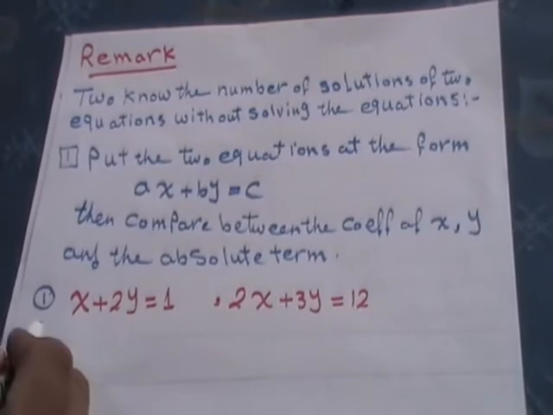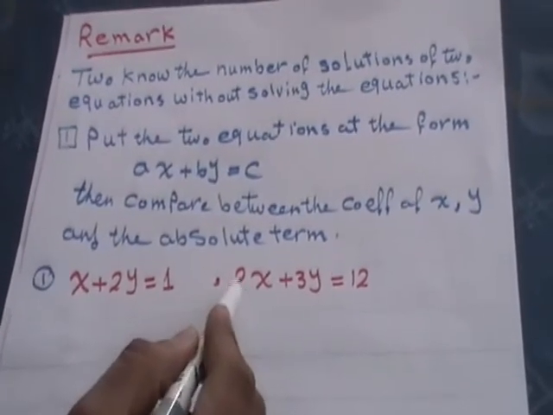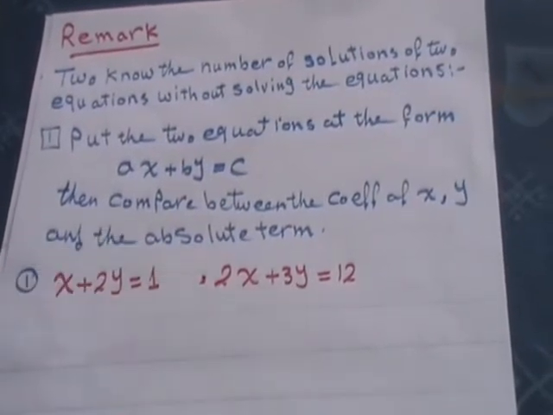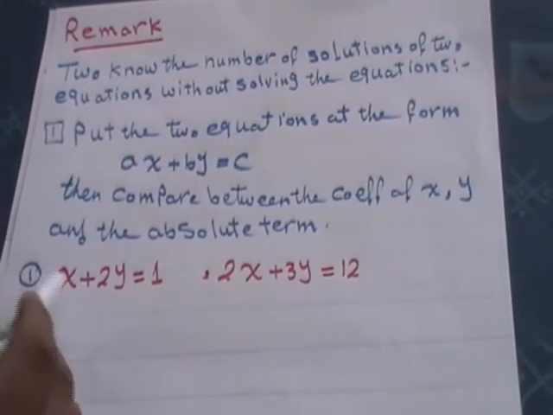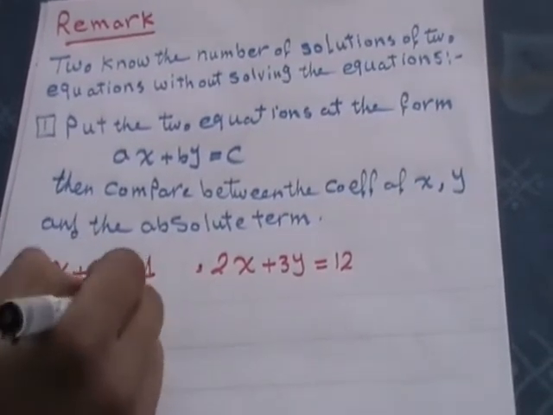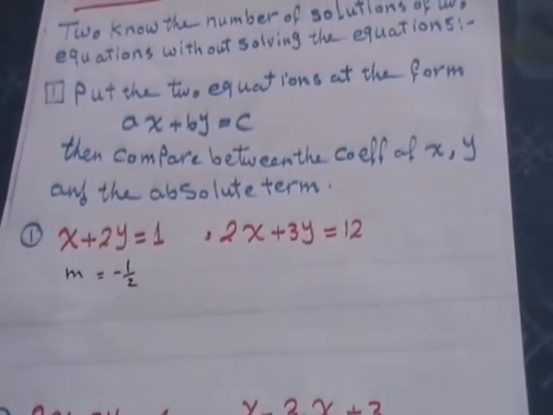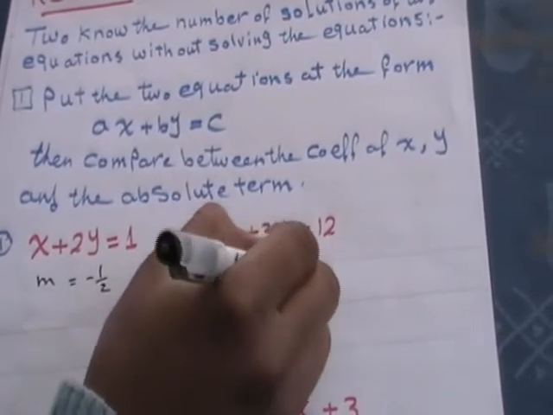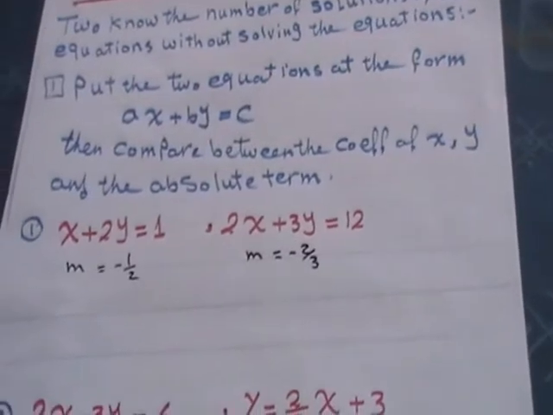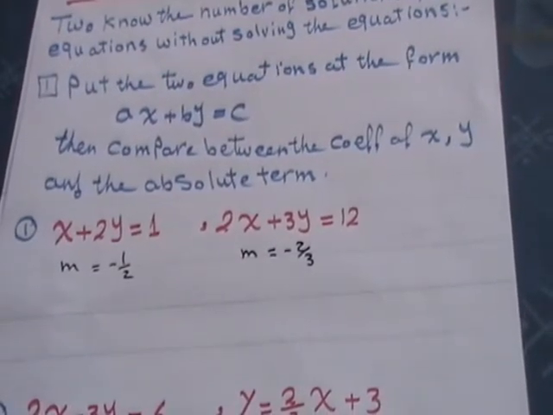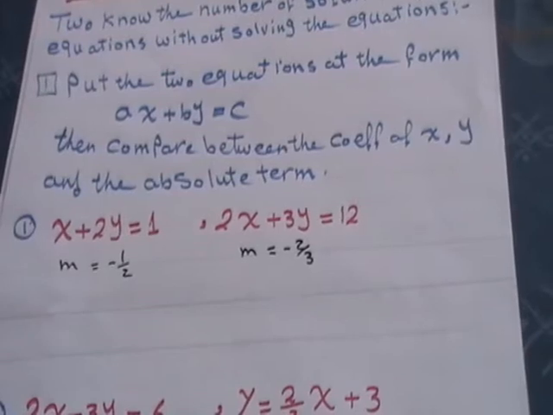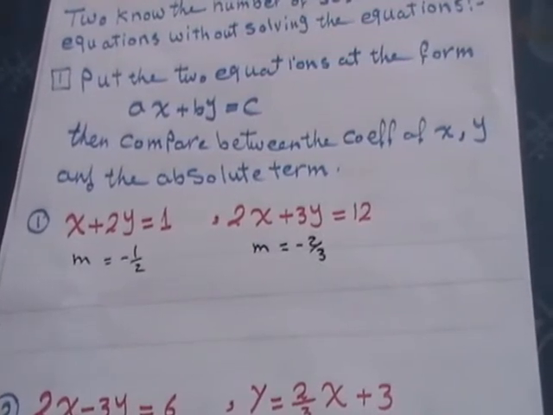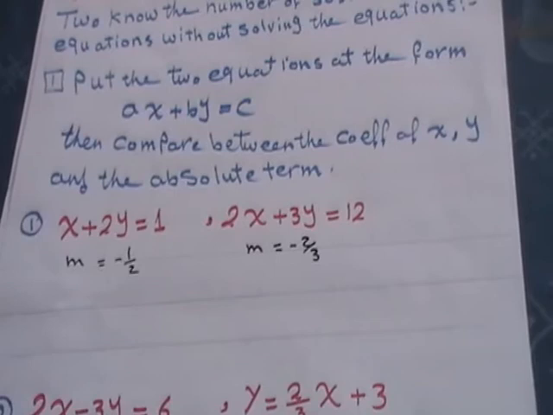The coefficient of x here is 1, and here it is 2. The coefficient of y here is 2, and here it is 3. The slope of the first straight line is negative 1 over 2, which is negative the coefficient of x over the coefficient of y. The slope of the second equation, m equals negative 2 over 3. We have two cases for the slope. If the two slopes are equal, the two straight lines are parallel, so the number of solutions is 0. If the two straight lines are perpendicular, the product of their slopes equals negative 1.